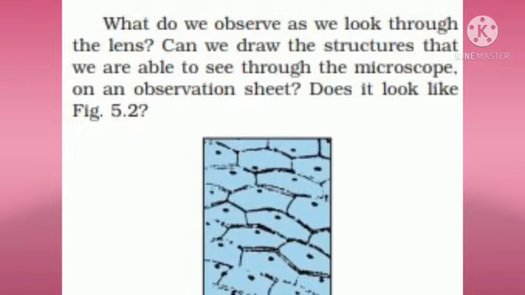Now the question is, what do we observe as we look through the lens? We see a structure like this. This is the structure of an onion cell. The second question is, can we draw the structures that we are able to see through the microscope on an observation sheet? Yes. You have to draw this structure.